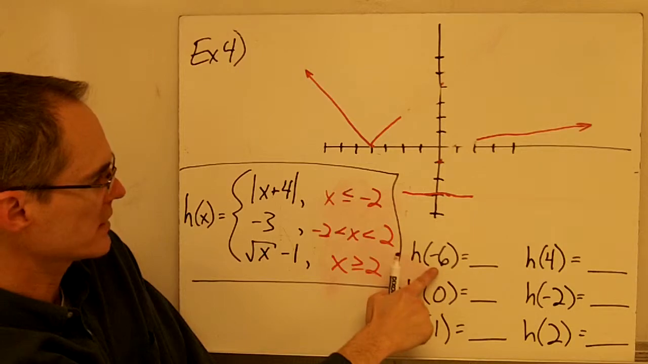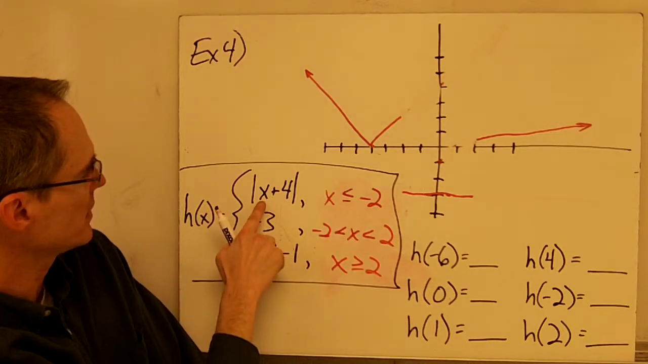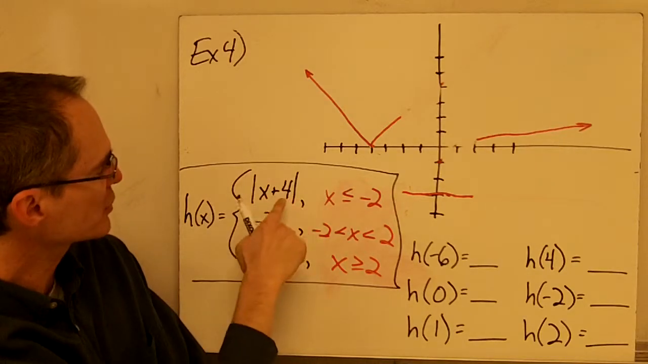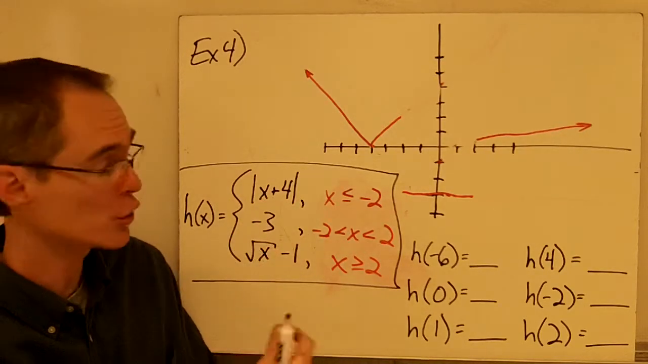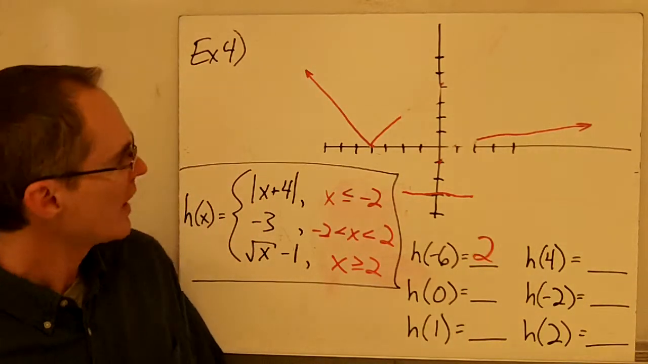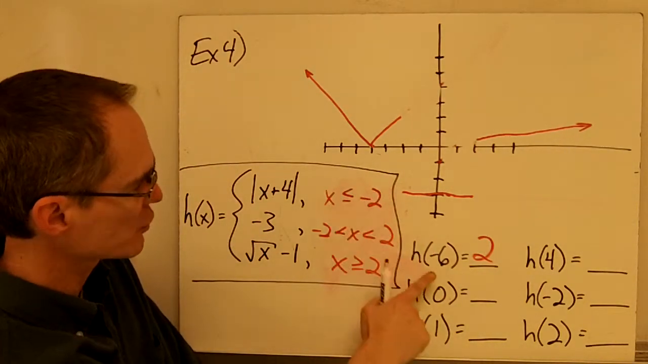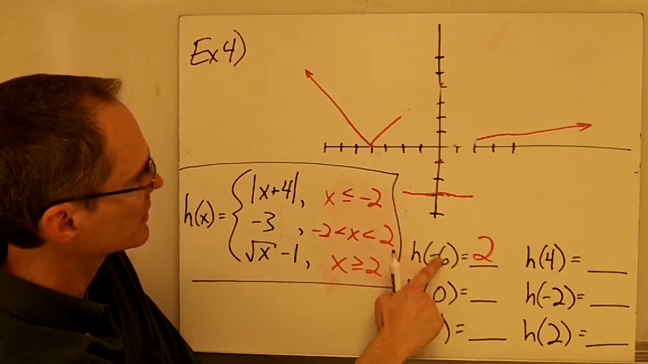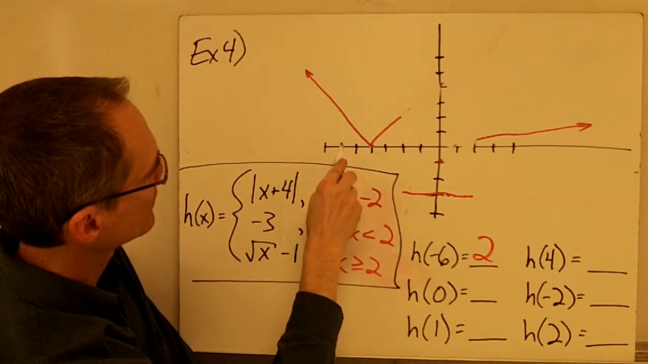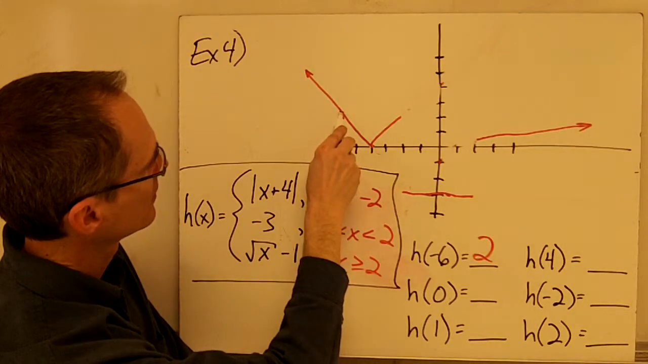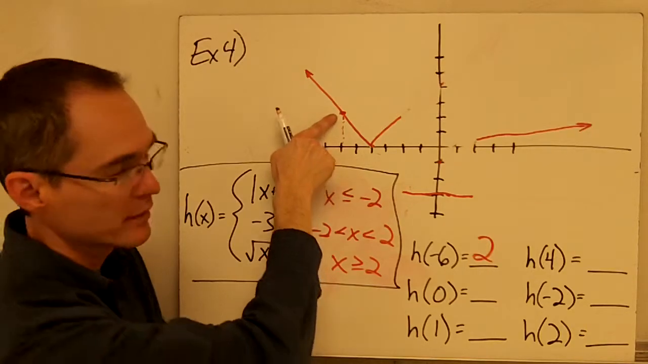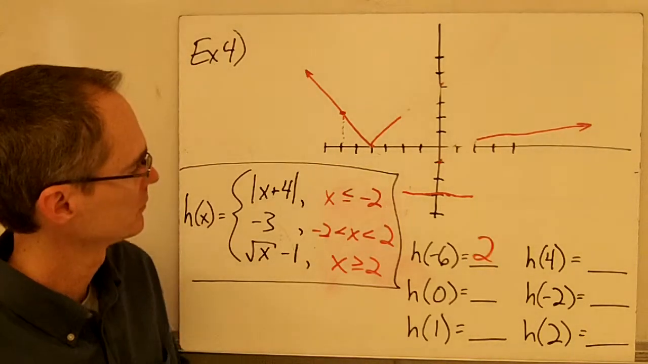Okay, so x equals negative 6. I plug negative 6 in here. Negative 6 plus 4 is negative 2, and the absolute value of negative 2 is 2. So h of negative 6 equals 2. And in fact, I can see that on my graph as well. If I let x be equal to negative 6, here's where x is equal to negative 6, and this value right here, that's where y equals 2, or the value of the function is equal to 2.